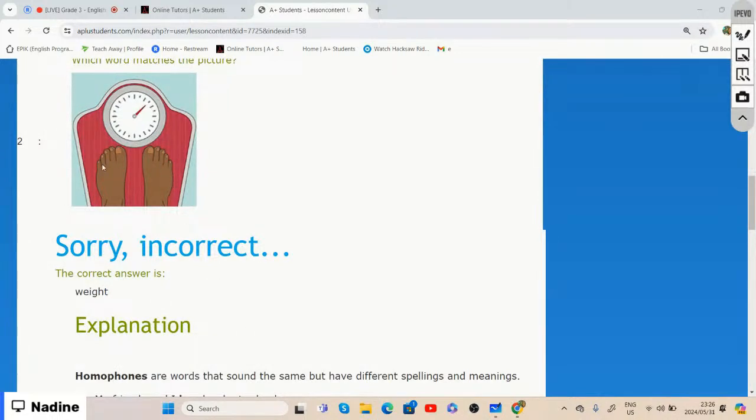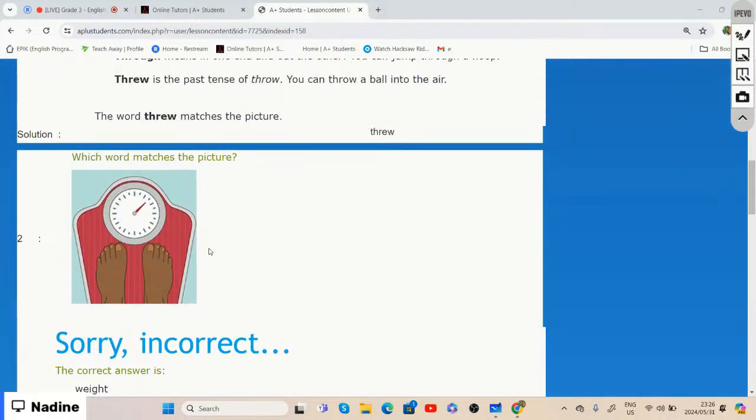If we look at this thing that you're seeing over here, what are they measuring? So, what are they checking? So, what word matches the picture?